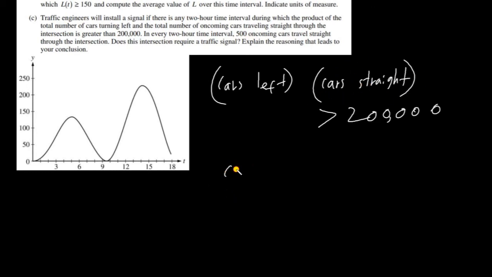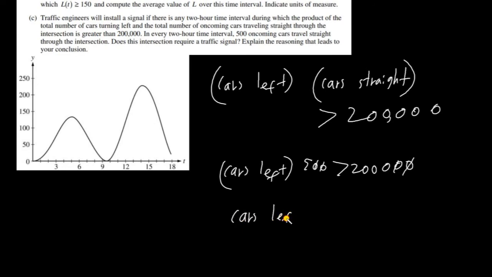So we'll say that cars left times 500 has to be greater than 200,000. Then cancel those, 200,000 divided by 500 is 400. So cars turning left has to be greater than 400. Basically now we're asking, is there any 2-hour interval where the number of cars turning left is greater than 400?